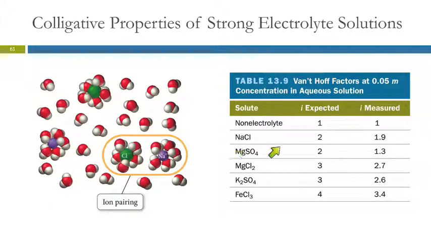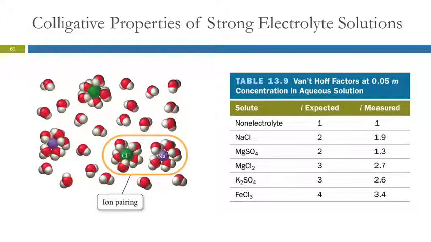Magnesium sulfate, we expect a Van 't Hoff factor of 2. Again, because we've got a magnesium ion and a sulfate ion, 2 ions. But the actual Van 't Hoff factor is 1.3 because of ion pairing. The ion pairing is going to make the Van 't Hoff factor be smaller. It'll never be larger. Any questions?